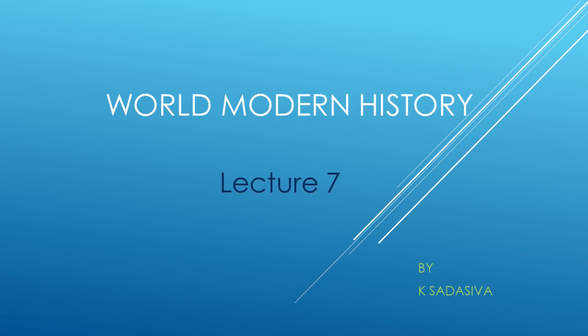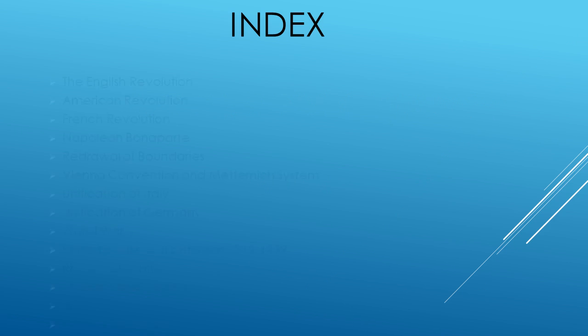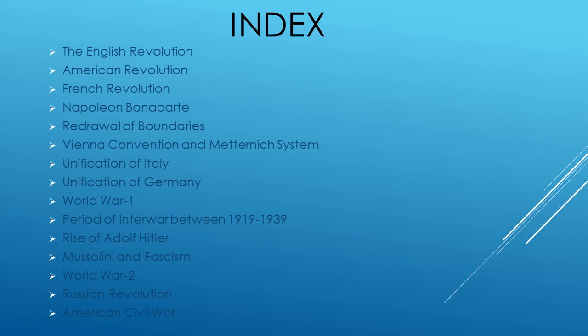So in our previous lecture we were discussing the American Revolution. We have completely discussed every event and the causes that led to the American Revolution, and in this lecture we are going to discuss the French Revolution. These are the topics we are going to discuss in detail. We are done with the English Revolution and the American Revolution. Now we are going to start the French Revolution.